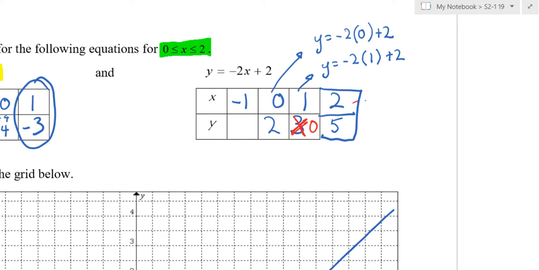Nabila, y equals -2 bracket 2 plus 2. -4 plus 2. -2 what? Right, so this is -2. Press your calculator, don't use mental sum. Is -2 correct? Okay, -2. Use the calculator, don't use mental sum, press your calculator.